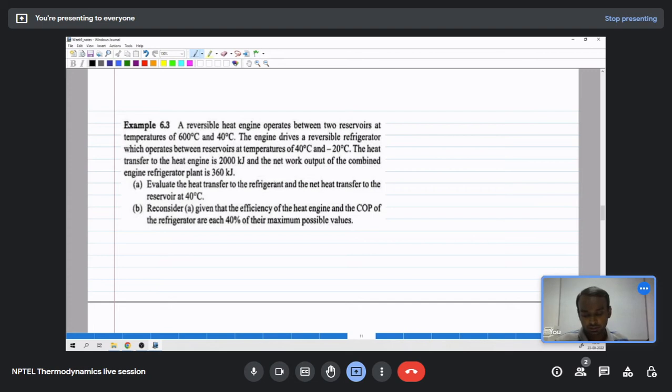Moving on, we have a reversible heat engine which operates between two reservoirs at temperature of 600 degrees Celsius and 40 degrees Celsius. So reversible heat engine. So TH, I will convert to Kelvin scale, which will be 873 Kelvin.